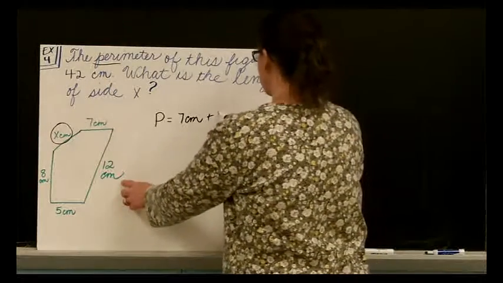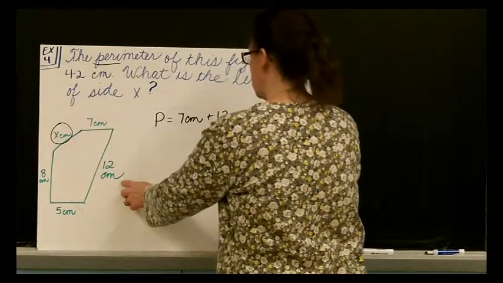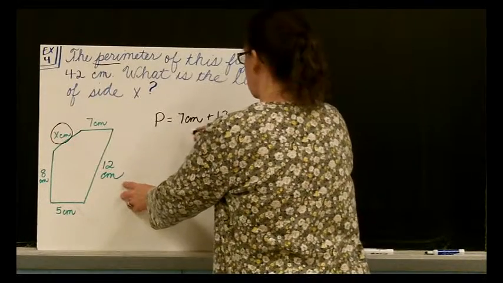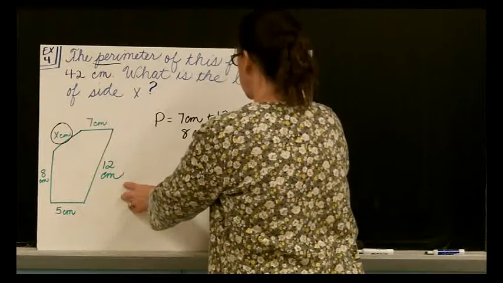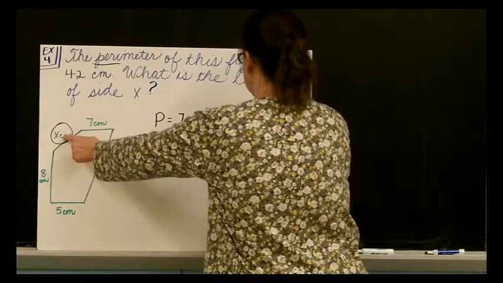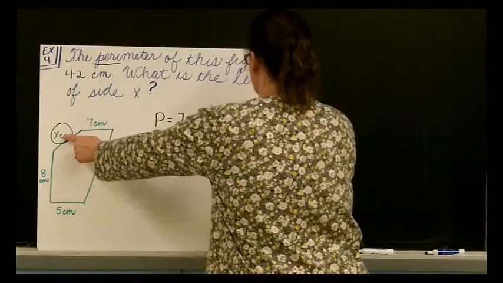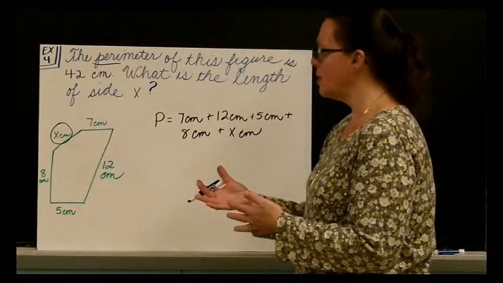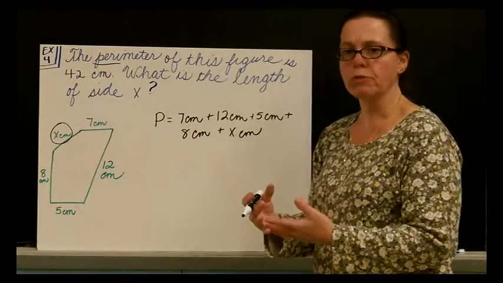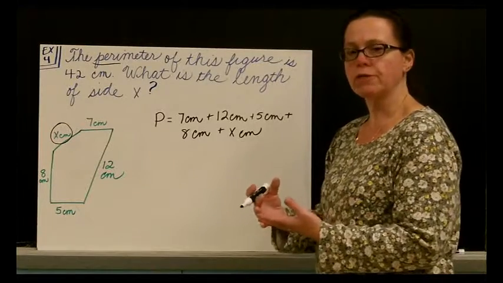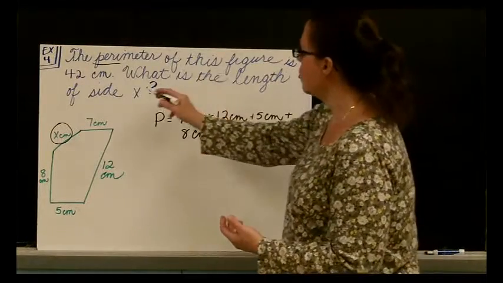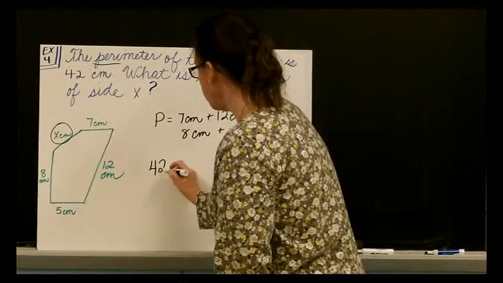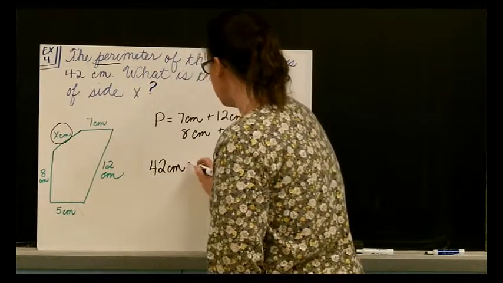So our initial equation is going to be that our perimeter is 7 centimeters plus 12 centimeters plus 5 centimeters plus 8 centimeters, and then finally plus X centimeters. Now usually when we have a problem like this, we are looking for the perimeter, but here we're switching it up a little bit. We're being given the perimeter, which is 42 centimeters. So in place of the P, we're going to put 42 centimeters.